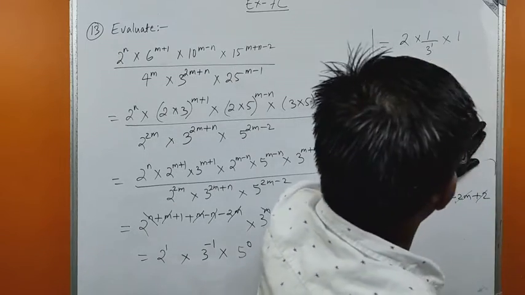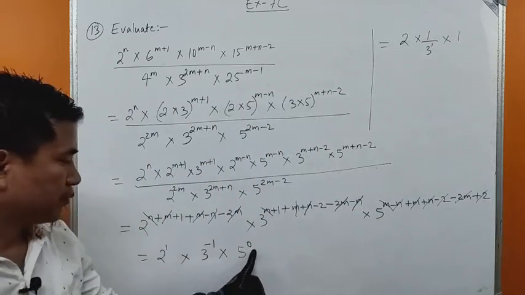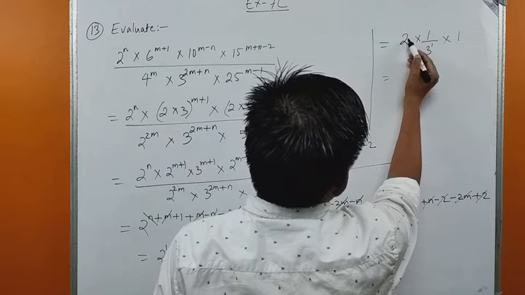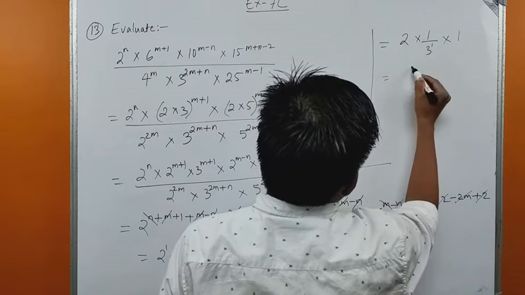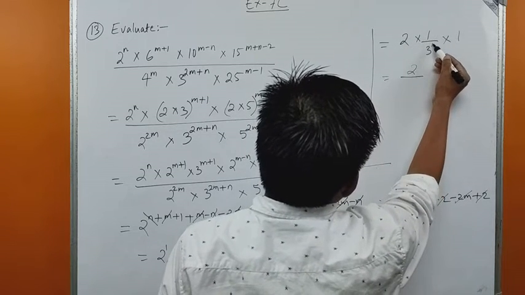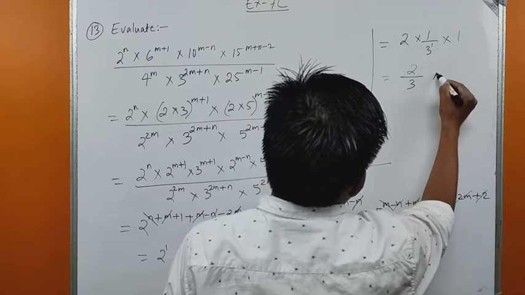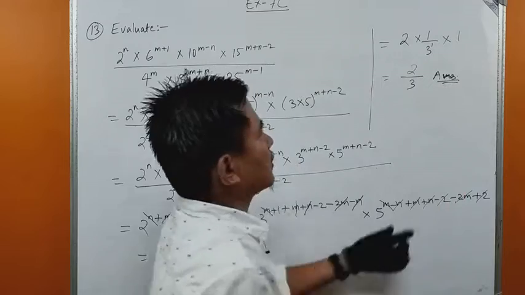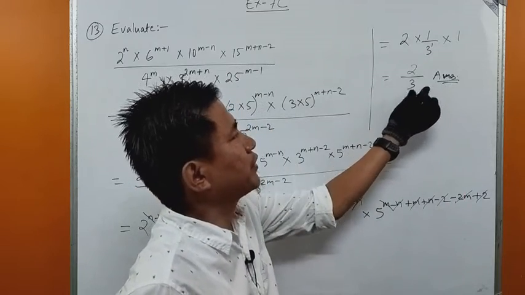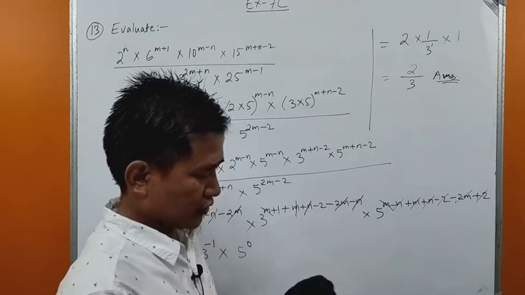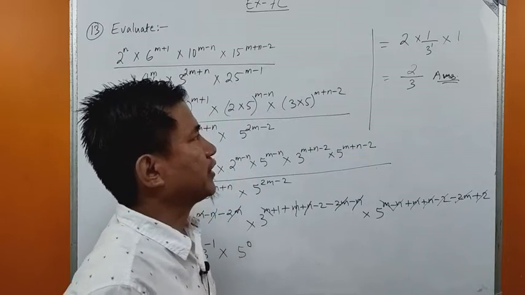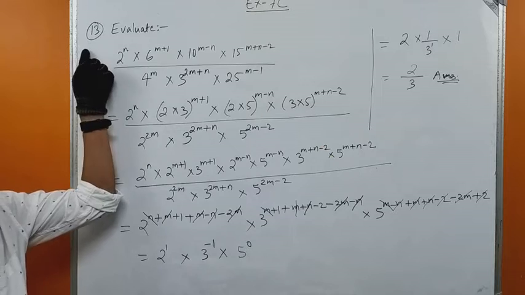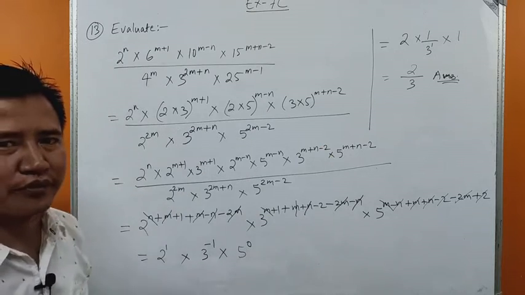So 5 to the power 0 means 1. So we have in the numerator 2 into 1 is 2, into 1 is 2, and in the denominator 3 to the power 1 means 3. So the answer is 2 upon 3. This is a proper fraction because the number in the denominator is greater than the numerator, so we don't have to convert this into a mixed fraction. So this is the answer for this question number 13. The simplest value is 2 upon 3.